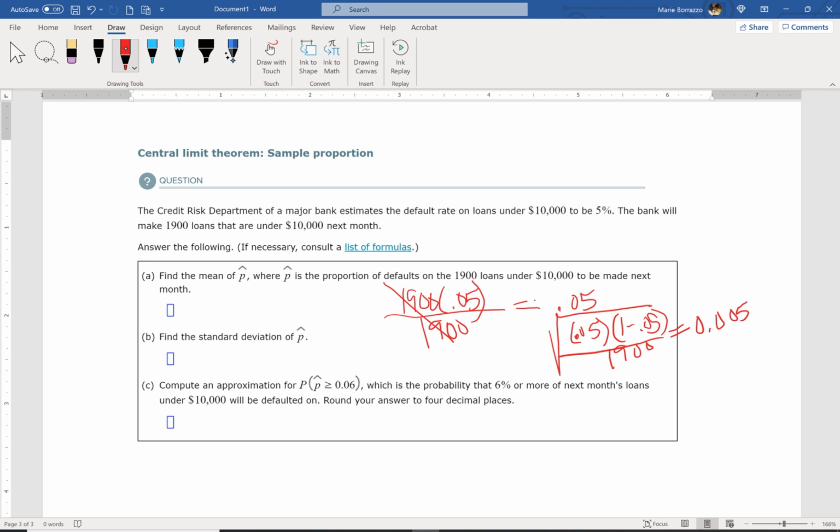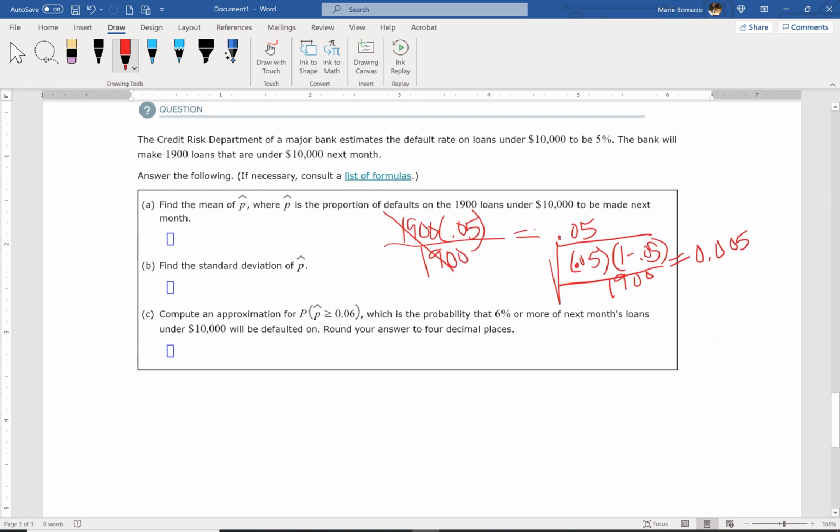Now, the third question is the one that you will probably struggle a little bit with, because you have to remember the direction of the sign. This means more than. The z-score that you're going to obtain is going to be the greater than side.